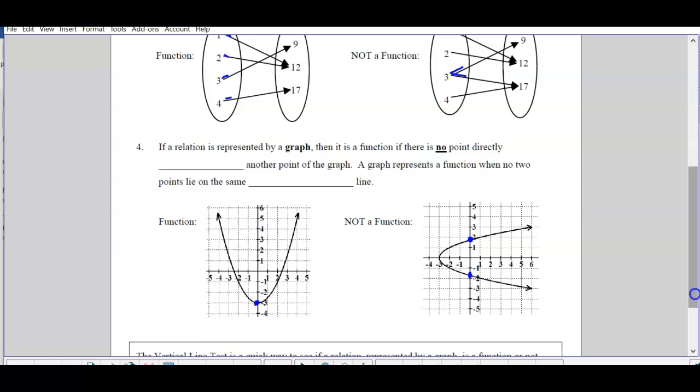So that is not a function. And those points are vertical to each other, so above or below. A graph represents a function when no 2 points lie on the same vertical line. Above or below means you're looking on a vertical line. So if I drew a vertical line there, it touches twice. If I drew one here, it touches twice. If I draw one there, it touches twice. If I draw one here, it just touches once, but you have to consider the whole diagram, okay?